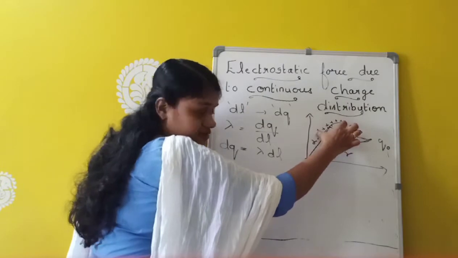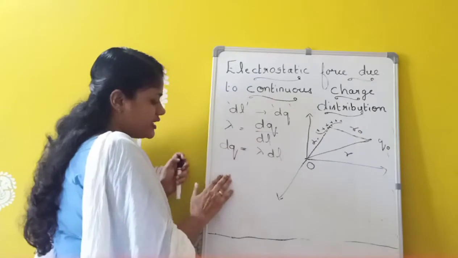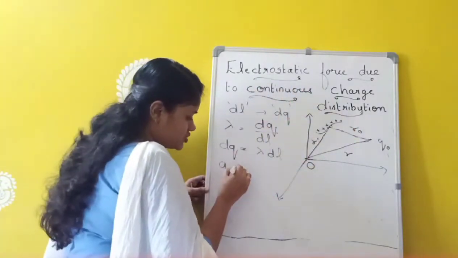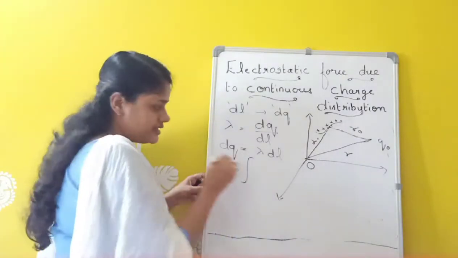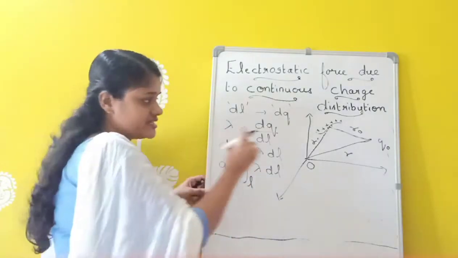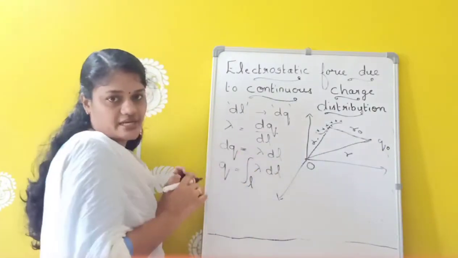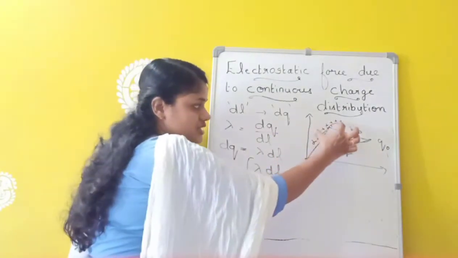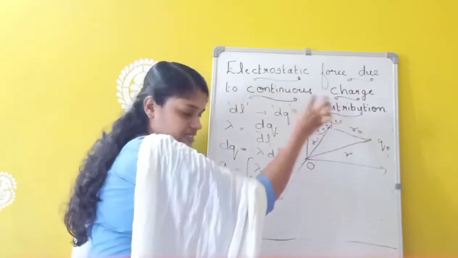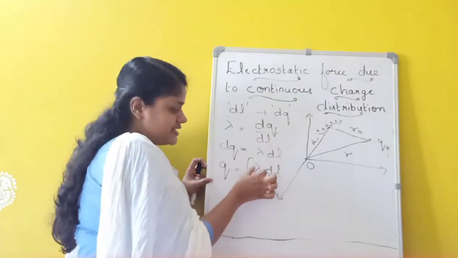Okay, so I need to find the total charge of this linear charge conductor. For that, q is the total charge of this linear conductor. So what we have to do is integrate: integral lambda dl. This is called a line integral because it is a linear conductor. So q is the total charge of this linear conductor, taken as the line integral of lambda into dl, where lambda is the linear charge density.